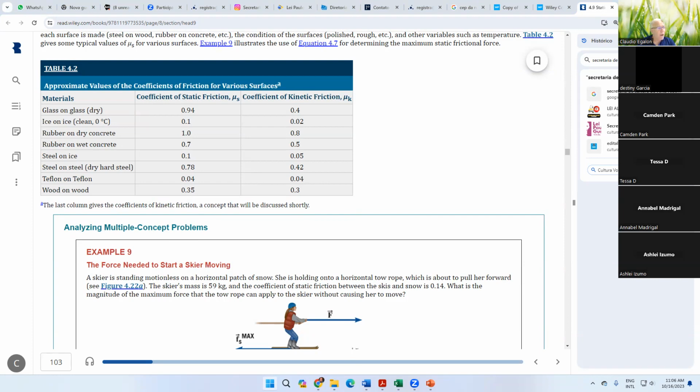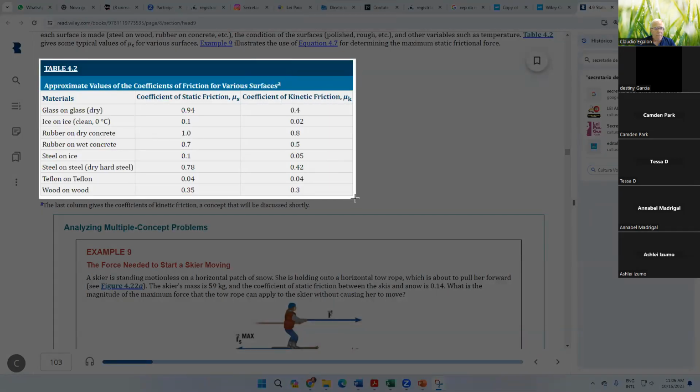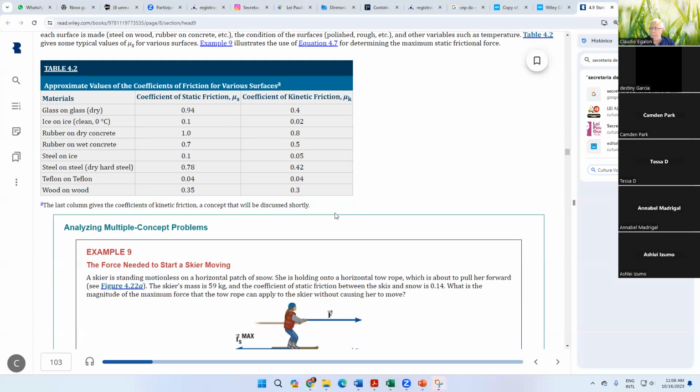Professor, I have a question. Yes. So, let's say you applied 3 newtons of force, right? And the object is not moving. That means the friction is greater than or equal to 3 newtons of force. It means that the maximum value of the force of friction is greater or equal than 3 newtons. That's what it means, the maximum value.